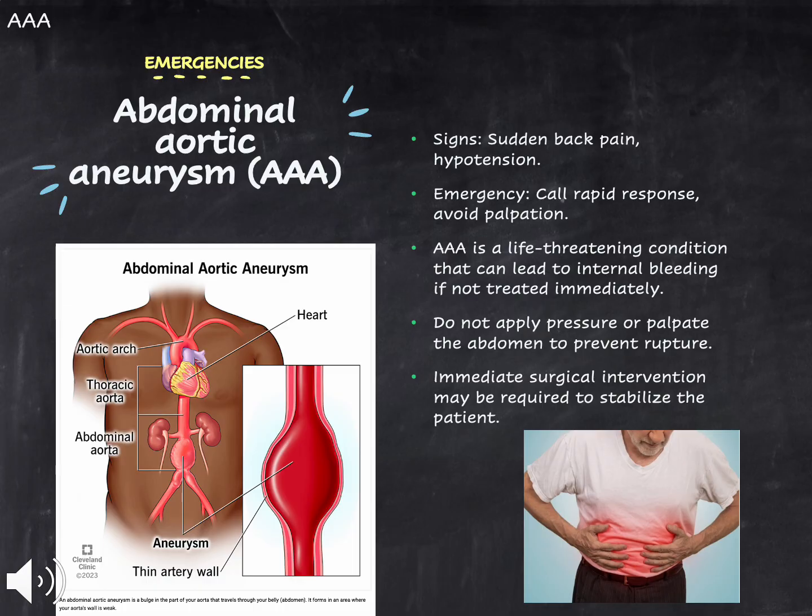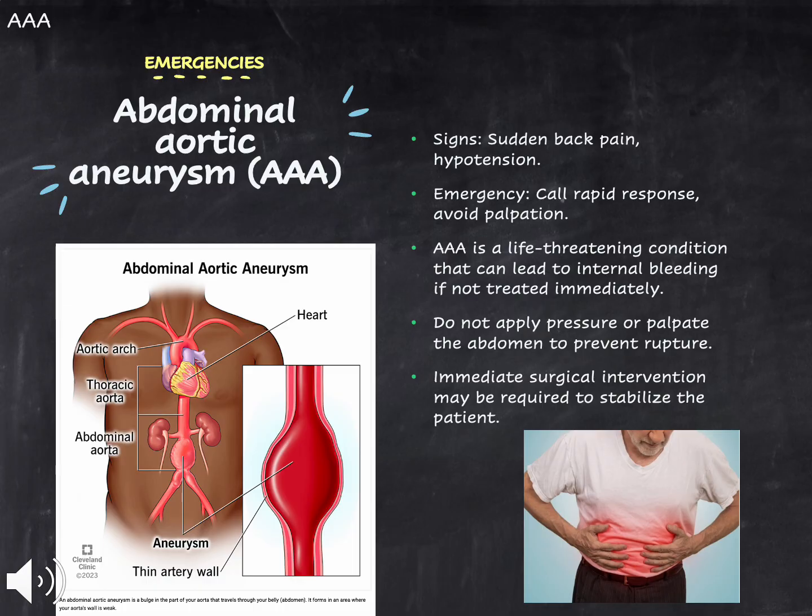If the patient already has a known aneurysm and begins complaining of new or worsening abdominal or back pain, stop all activity, keep them calm, and call for help. Even moving or standing up can increase pressure in the abdomen and cause rupture. In large AAAs greater than 5 centimeters, surgery is typically planned electively, but once rupture occurs, it's a full emergency.